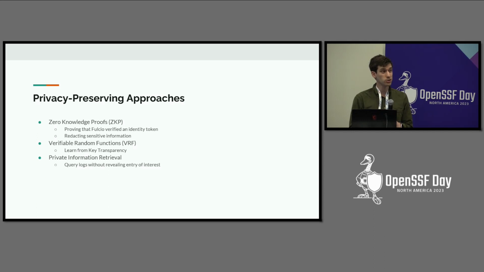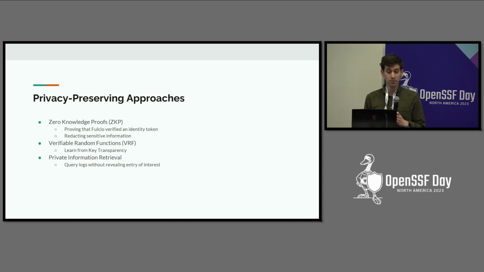Another interesting construction to explore would be what's called a verifiable random function, or a VRF. This has actually been proposed for another transparency ecosystem, key transparency, which is being used for end-to-end encrypted messaging applications. They care a lot about privacy because they're working with sensitive data like phone numbers.